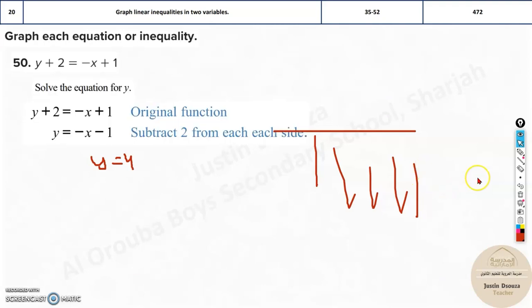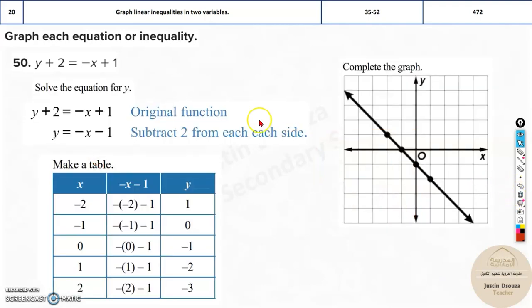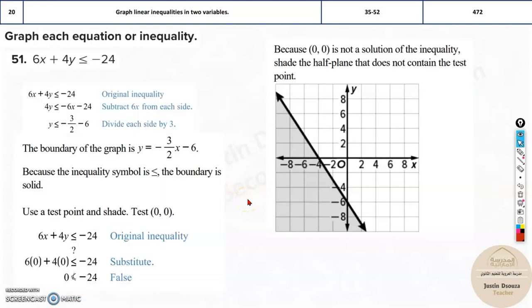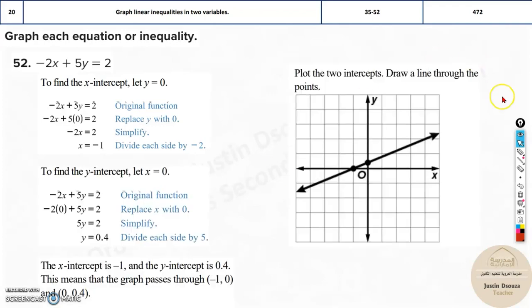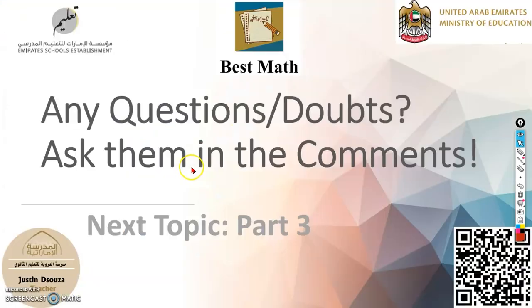Same way over here, you can easily graph it by the table method. And over here, and the last question is this one over here. I hope this is clear. It is very, very simple. There are questions 35 to 52, plenty of questions. Please try to solve them by yourself and then check the answers.